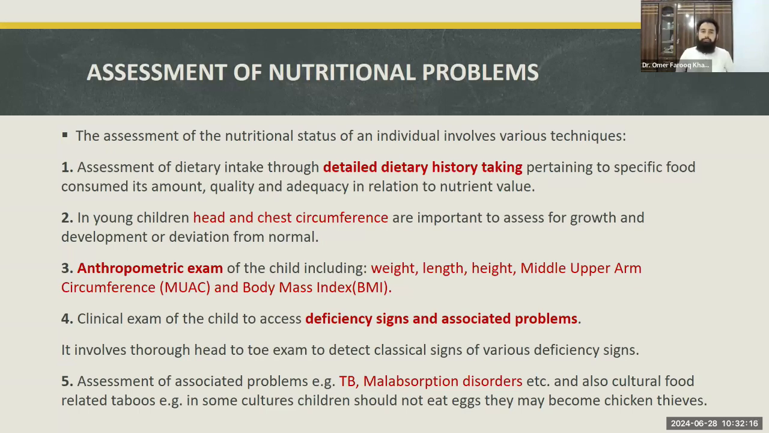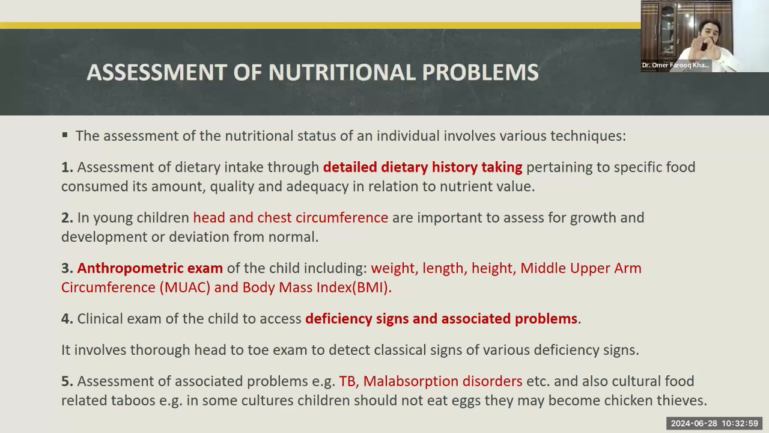In young children, head and chest circumference are important to assess for growth and development or deviation from normal. Basically, head and chest circumference is standardized all over the world. There are some standards made by the World Health Organization and the World Pediatrics Association, associations of doctors. They have made some basic standards that a child of 1 month of age should have a head circumference of this many centimeters, and a child of 3 months of age should have a head circumference of 95 centimeters. I'm just giving an example. And similarly, a child of 1 month of age should have a chest circumference of this many centimeters, and so on for a child of 3 months, 6 months, and 9 months.